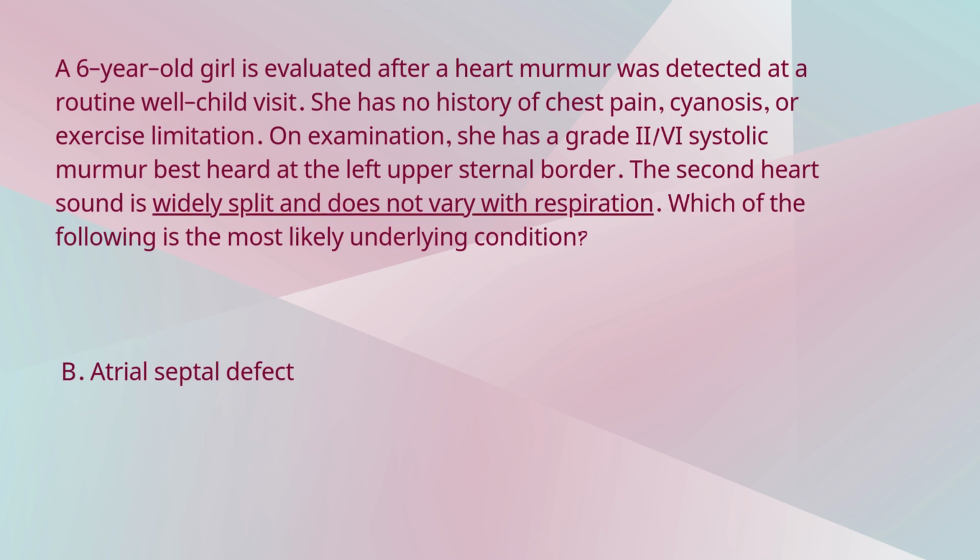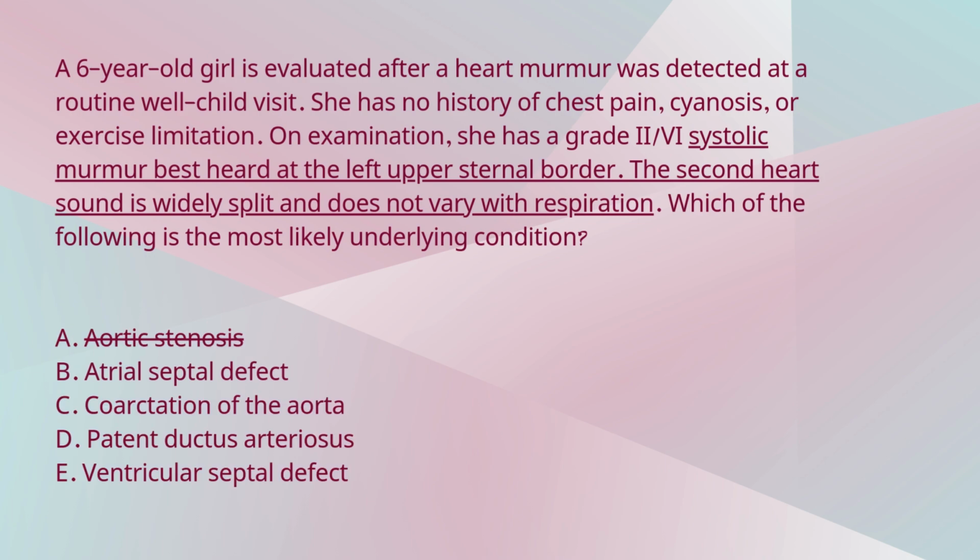Okay, and the correct answer is B, atrial septal defect. And if you remember, an ASD causes increased blood flow through the right heart, leading to a fixed, wide splitting of the second heart sound. The systolic ejection murmur at the left upper sternal border is due to an increased flow across the pulmonic valve.